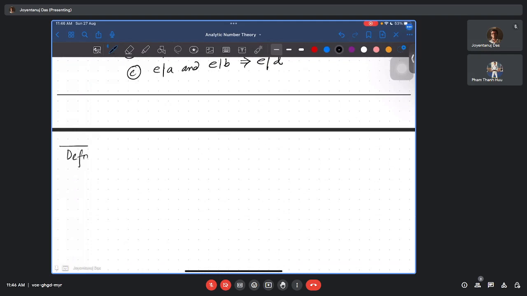So that is the definition. The number d in the previous theorem, which satisfies all three conditions, is called the greatest common divisor.